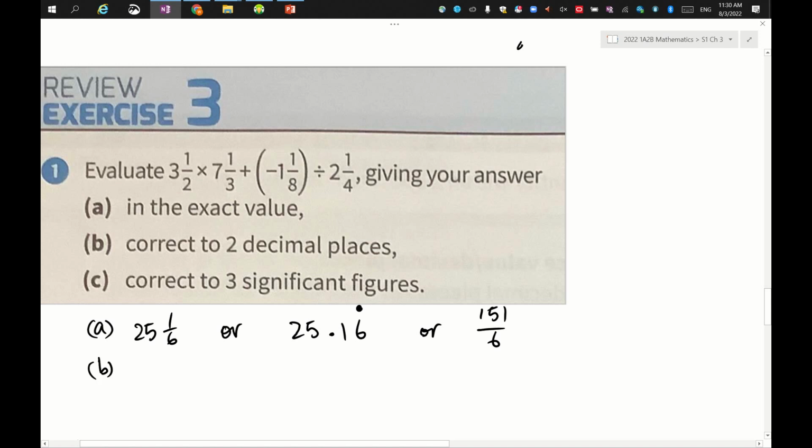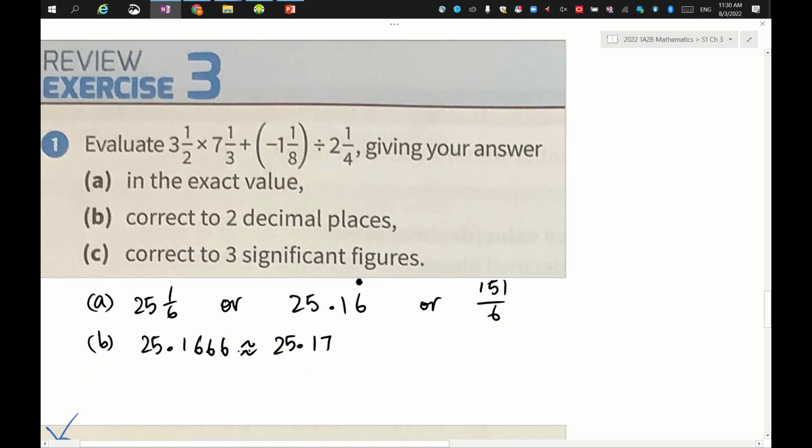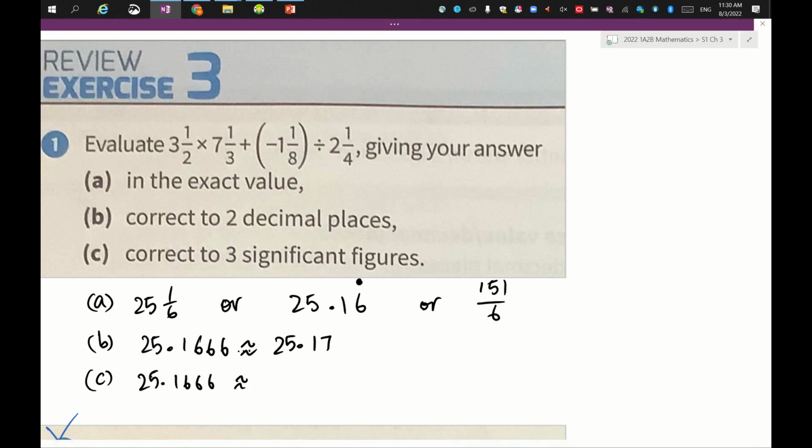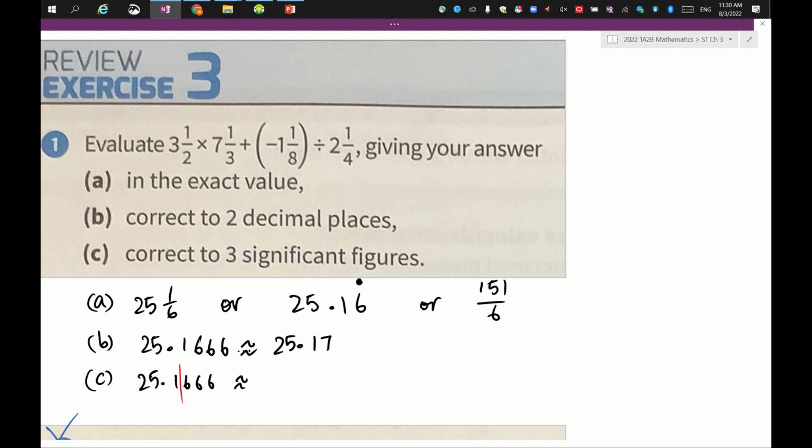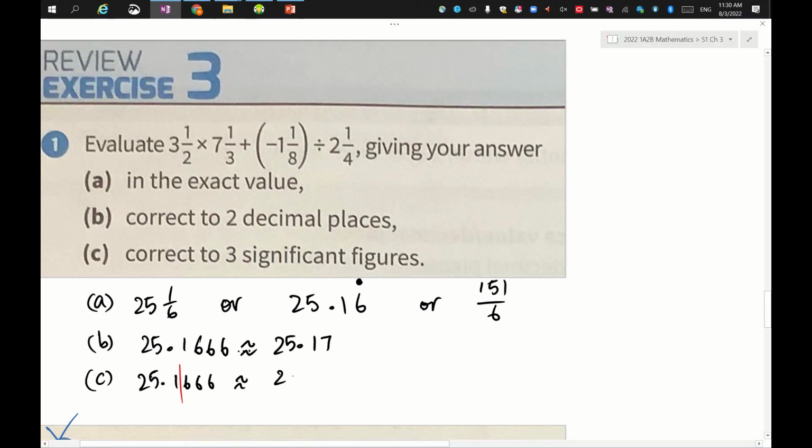And then in part B, correct to 2 decimal places. So 25.17, because it goes on 66666. We round this off to become 25.17. This is 2 decimal places. And then in part C, 25.1666, round this off to 3SF. You notice that we don't need to write so many 6s. That's why generally 5SF is enough. I mean enough with 25.2.